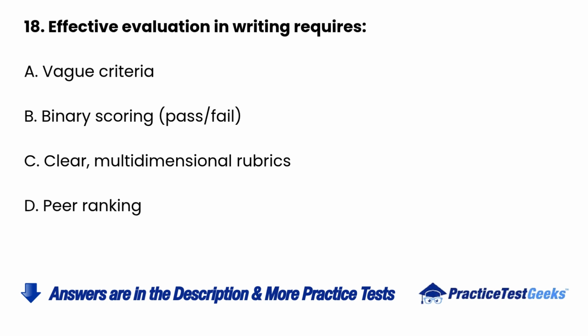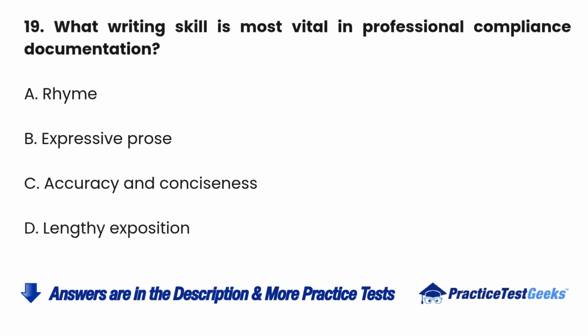Vague criteria. B. Binary scoring pass-fail. C. Clear, multidimensional rubrics. D. Peer ranking. 19. What writing skill is most vital in professional compliance documentation?